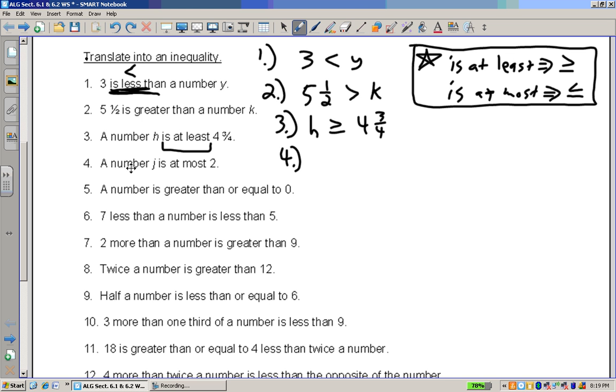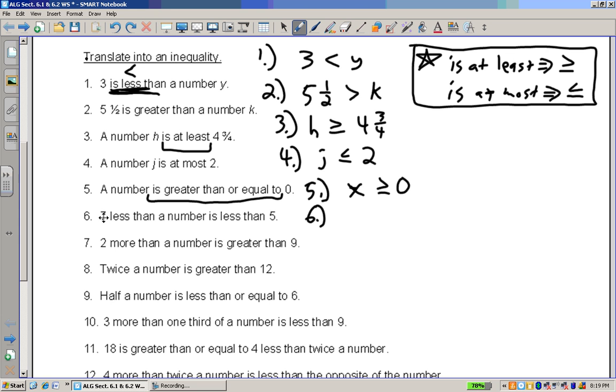Number 4, number j is at most. Well, be careful, less than or equal to. Number 5, a number. So we could use any variable there we want. I could use x, just very familiar. So a number is greater than or equal to 0.